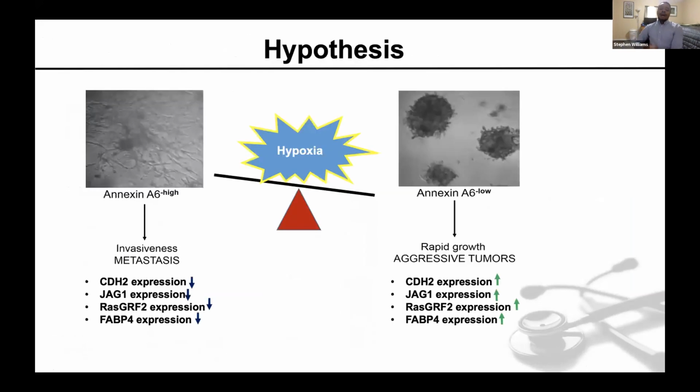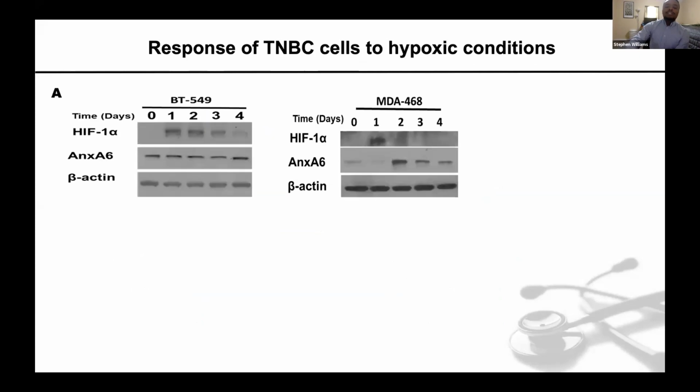And so we gathered the hypothesis that annexin A6 high cells have invasive or metastatic potential and downregulation of these different genes described in the prior slide, but when you downregulate annexin A6, you see that these cells are able to rapidly grow in these mice, as well as in 3D matrix gels. They are identified by aggressive tumors, which leads to the metabolic switch or metabolic differentiation of these key genes. We are hypothesizing, and we strongly believe, that tumor hypoxia could be modulating annexin A6 expression in these cells.